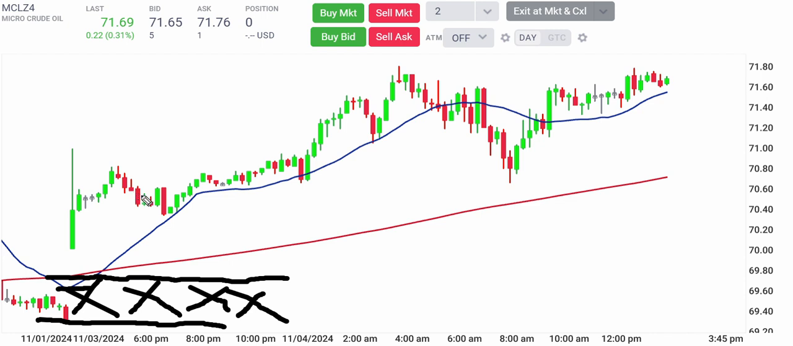I just waited patiently until right here, a nice move off of the 20. This is textbook right here. This is a textbook position. A nice bull green candle right here. This little guy right there. Power. Strike. Bam. 2 lots. Stop, 1 bar below.